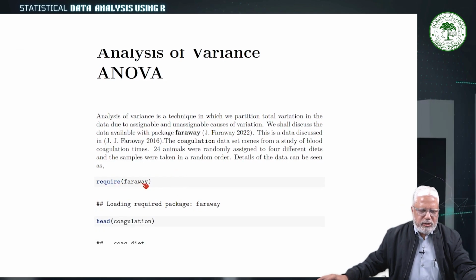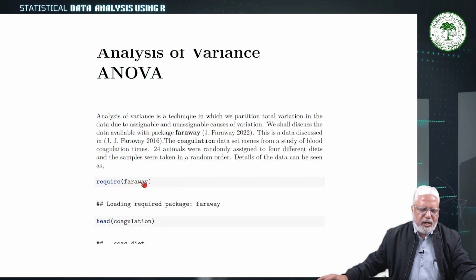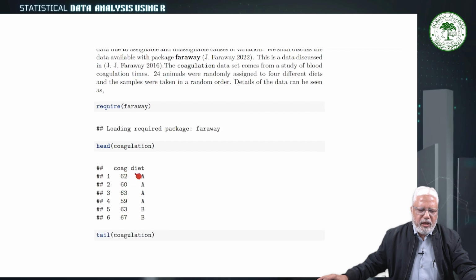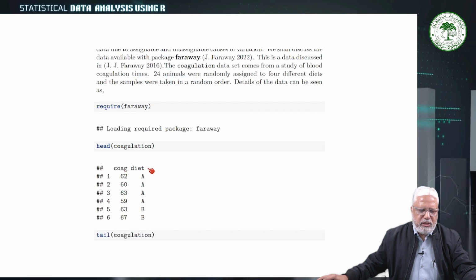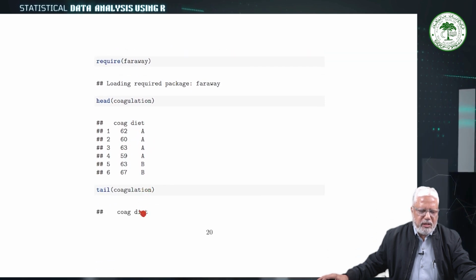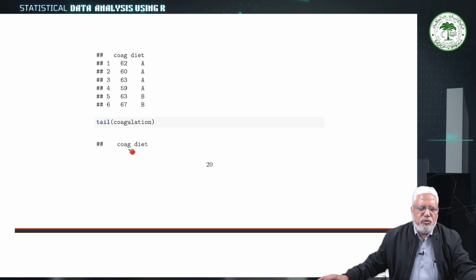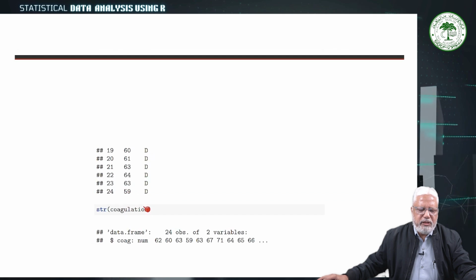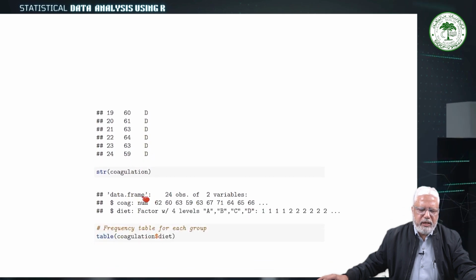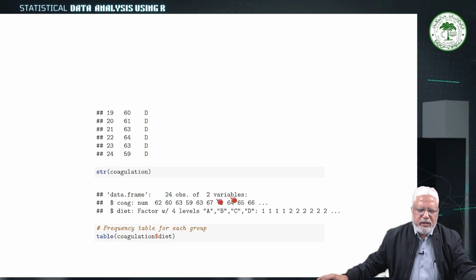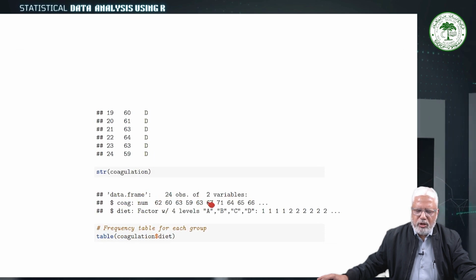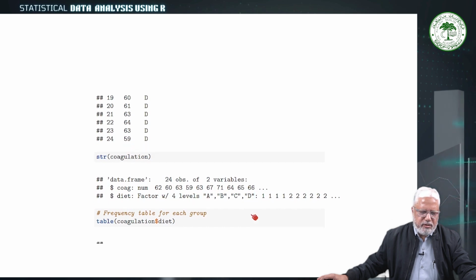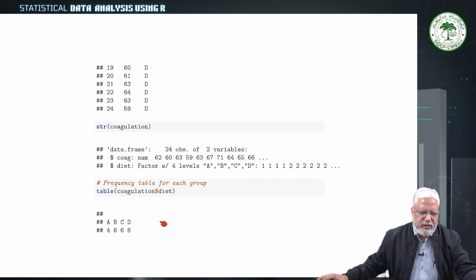We have to install the faraway package and then require the library faraway. Then head(coagulation). It is the coagulation time of the 4 types of diet, A, B, C, D. Then str(coagulation): data frame, 24 observations of 2 variables, coag numeric, coagulation time, and diet, a factor with 4 levels A, B, C, D.